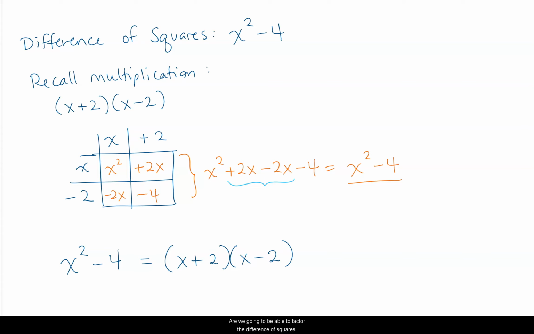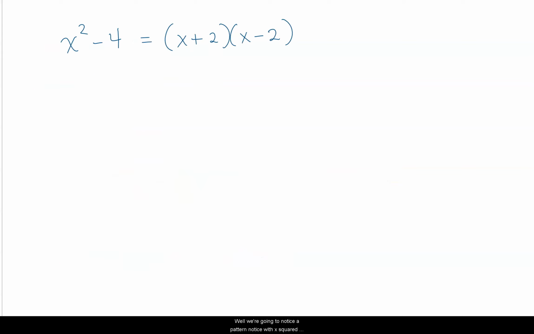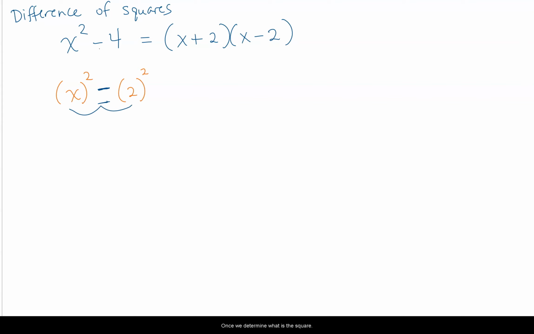How are we going to be able to factor these difference of squares just by looking at them? Well, we're going to notice a pattern. Notice with x squared minus 4, the first term is a perfect square, x. The second term is a perfect square, in this case for 2. And we have that difference in the middle. Remember, these are called a difference of squares.